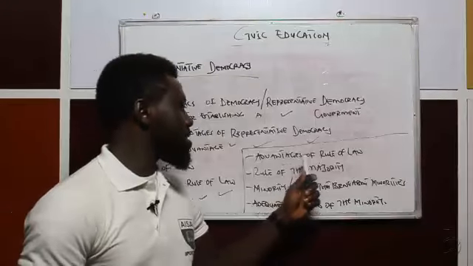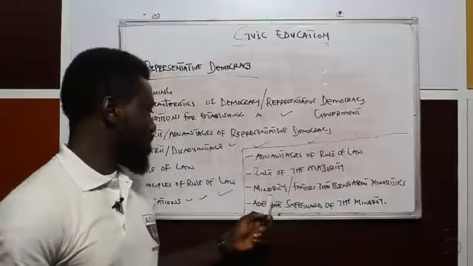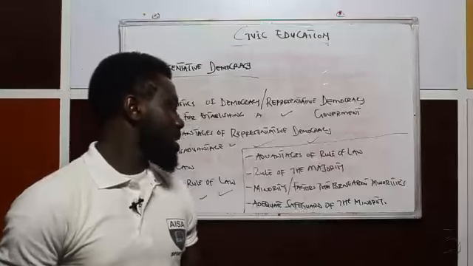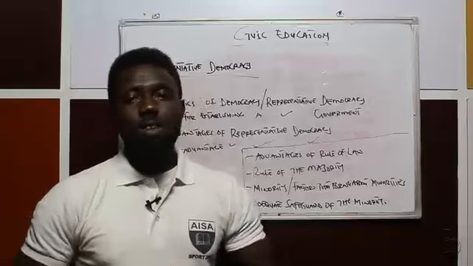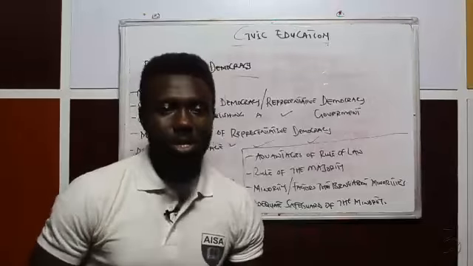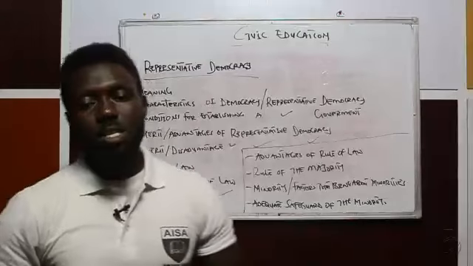We'll be looking at the advantages of rule of law, rule of the majority, and then we'll be looking at minority and the factors that bring about minorities. And then we'll be looking at adequate safeguard of the minority. So let's get straight to our first item, the meaning of democracy.